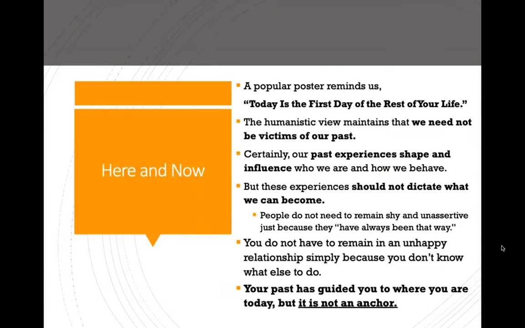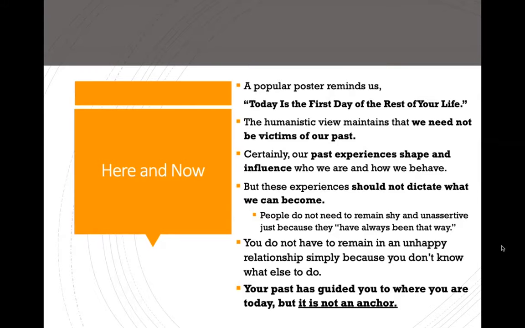So one of the reasons I love the humanistic approach so much is because it really empowers you as a person, and it helps you detach from things that are unnecessary and are damaging you for no reason at all. So the humanistic view maintains that we need not be victims of our past, okay?